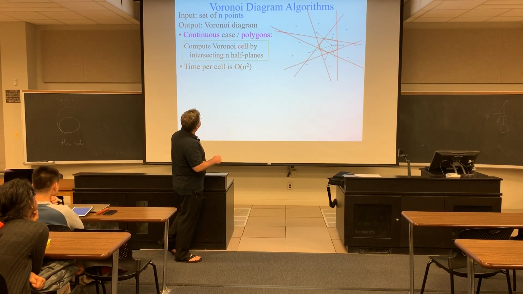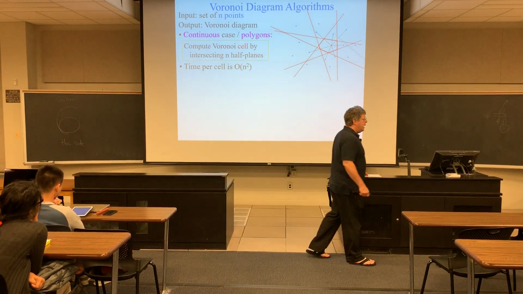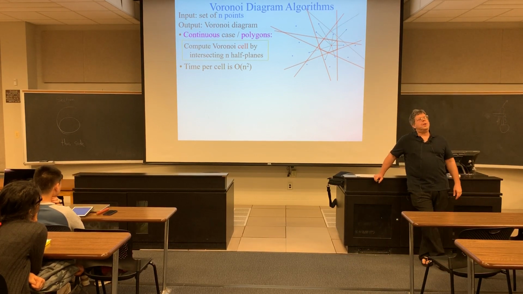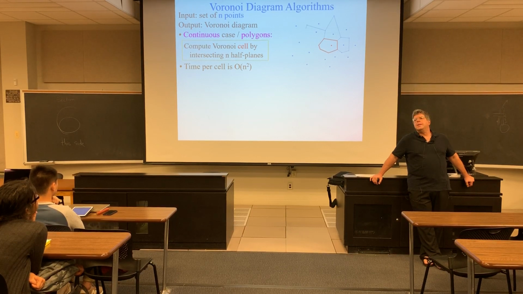So the time per cell, you could do it in quadratic time. Why? Well, you tell me, how can you intersect n half planes in quadratic time pretty straightforwardly based on what we already know and what we've already done? Especially what we've done in the last lecture. It's a hint. The intersection of n half planes. How would you do that?